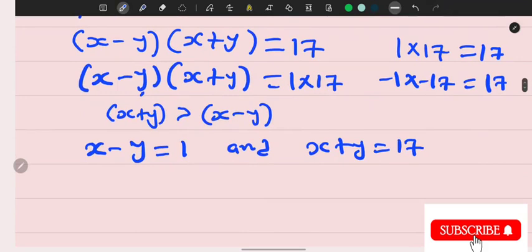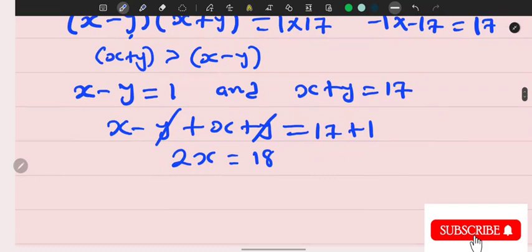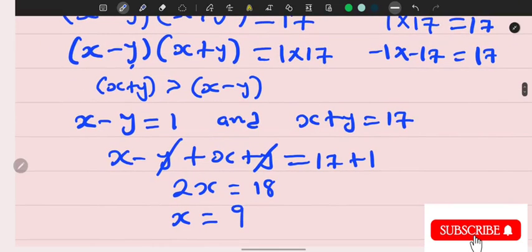Now we have two equations, so we can solve these two simultaneously. We can just take the sum of the equations. By elimination method, we have x minus y plus x plus y equals 1 plus 17, and of course this will take care of this, and you'll be left with x plus x, that's 2x. Don't forget you are going to have 17 plus 1 here, then you have 18. To get x, we divide both sides by 2, and you eventually have x to be 9.